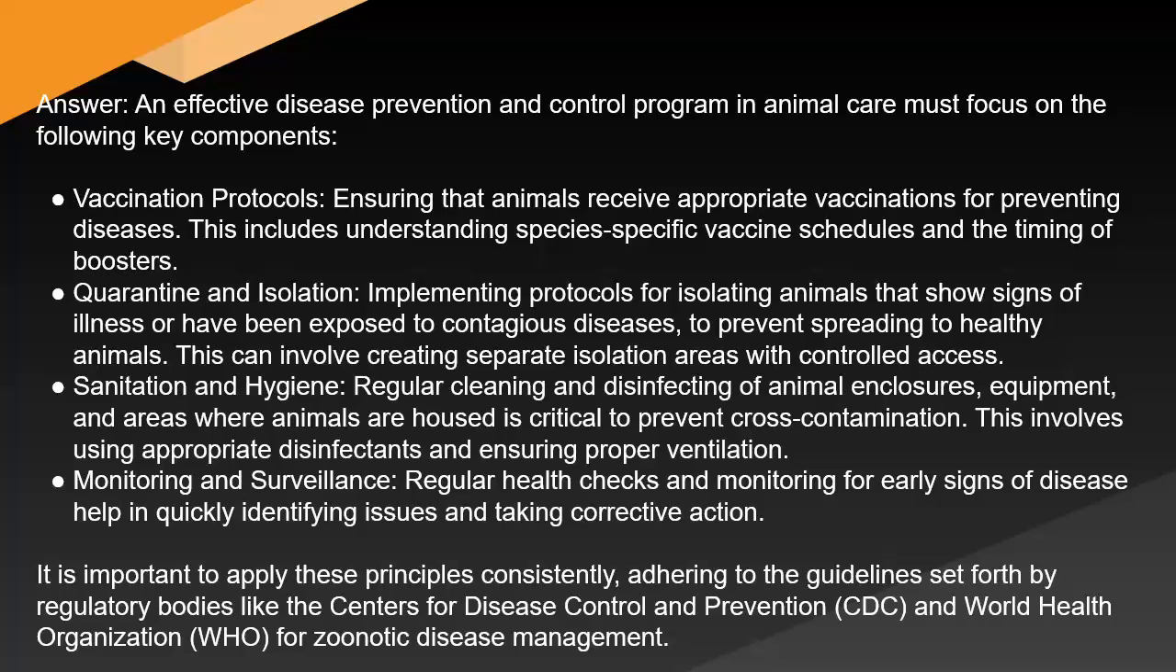Quarantine and isolation: implementing protocols for isolating animals that show signs of illness or have been exposed to contagious diseases to prevent spreading to healthy animals. This can involve creating separate isolation areas with controlled access. Sanitation and hygiene: regular cleaning and disinfecting of animal enclosures, equipment, and areas where animals are housed is critical to prevent cross-contamination. This involves using appropriate disinfectants and ensuring proper ventilation. Monitoring and surveillance.